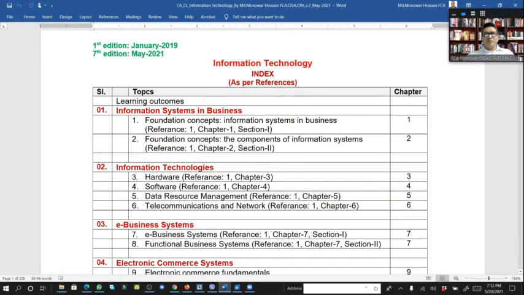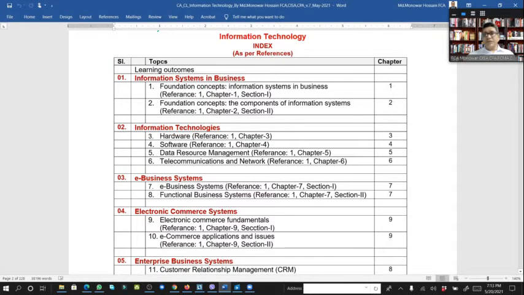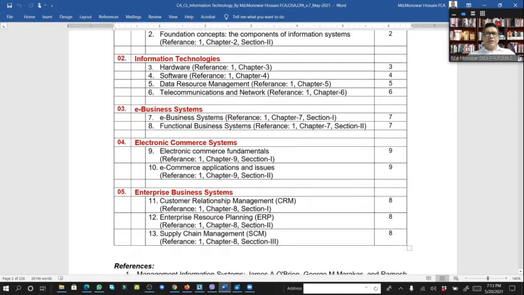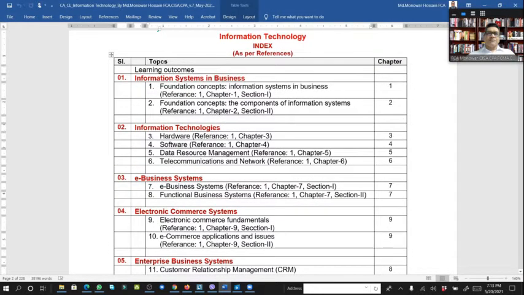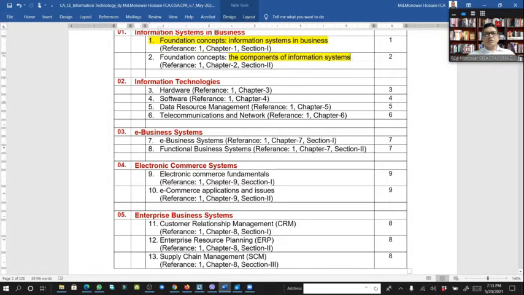In your information technology, we have five chapters, or we can say domains. We know in USA this is also called a domain. Here you have five chapters, but within these chapters we have 13 topics. In chapter 1, information system in business, there are two fundamental things: information system in business, and the component of information system. Same way in chapter 2, information technology: hardware, software, data resource management, telecommunication and network.